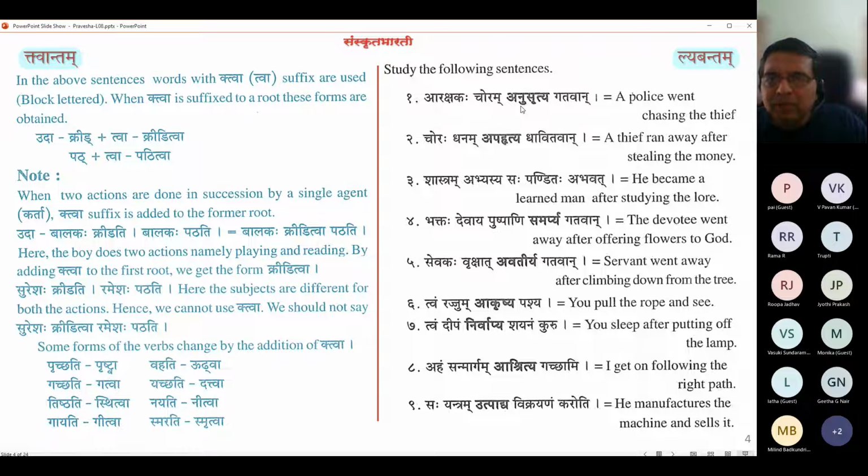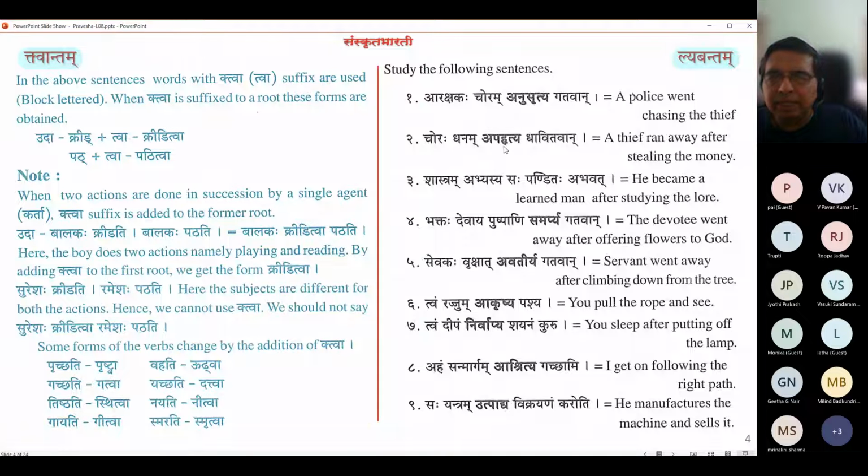Because anu is there, we cannot say anusrutva. It is incorrect to do the tvanta for this dhatu. Normally sarati, srutva, something like that would come, which is allowed if it was just the simple dhatu, though it's rarely used that way. So anusrutya, lyabanta, has been used. Anusrutya gatavan.